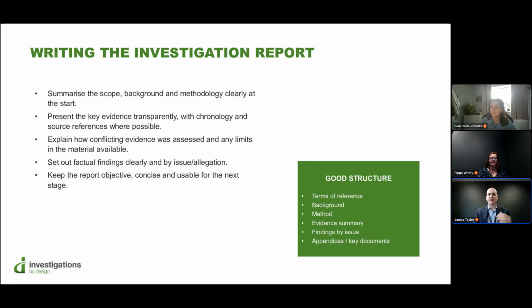So I think when setting out the findings under, say, the particular allegations or issues, each one should be done separately. And for each, you summarize the relevant evidence, identify what is agreed, what is disputed or denied, and set out the factual findings in clear and neutral language. So also mitigation is relevant, and this would usually come after the findings of fact rather than being mixed in with them, because that keeps the report objective and avoids confusing what happened with how the conduct should be assessed later.